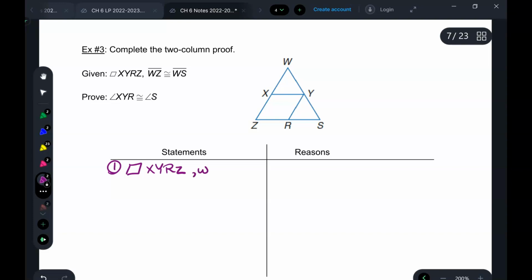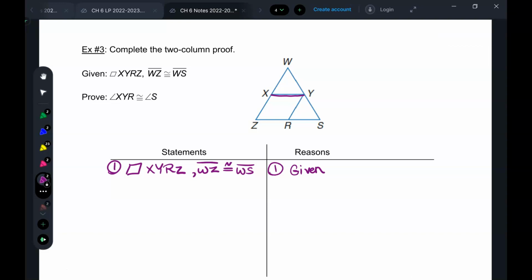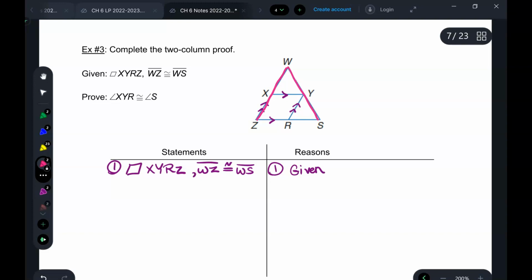XYRZ is a parallelogram, and WZ is congruent to WS. Okay, so it says parallelogram. To make life easier, couldn't you do a diagonal so that they're all triangles? We don't know that. So these are parallel and these are parallel. And then we also know WZ, so this side, is congruent to this side, which makes that an isosceles triangle, the big one.